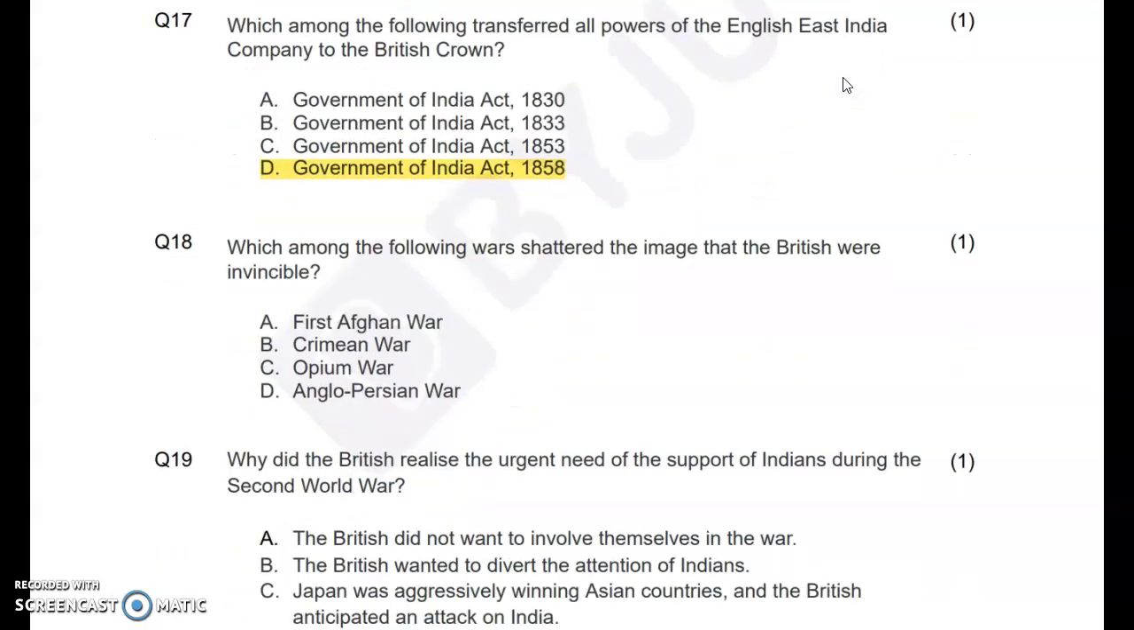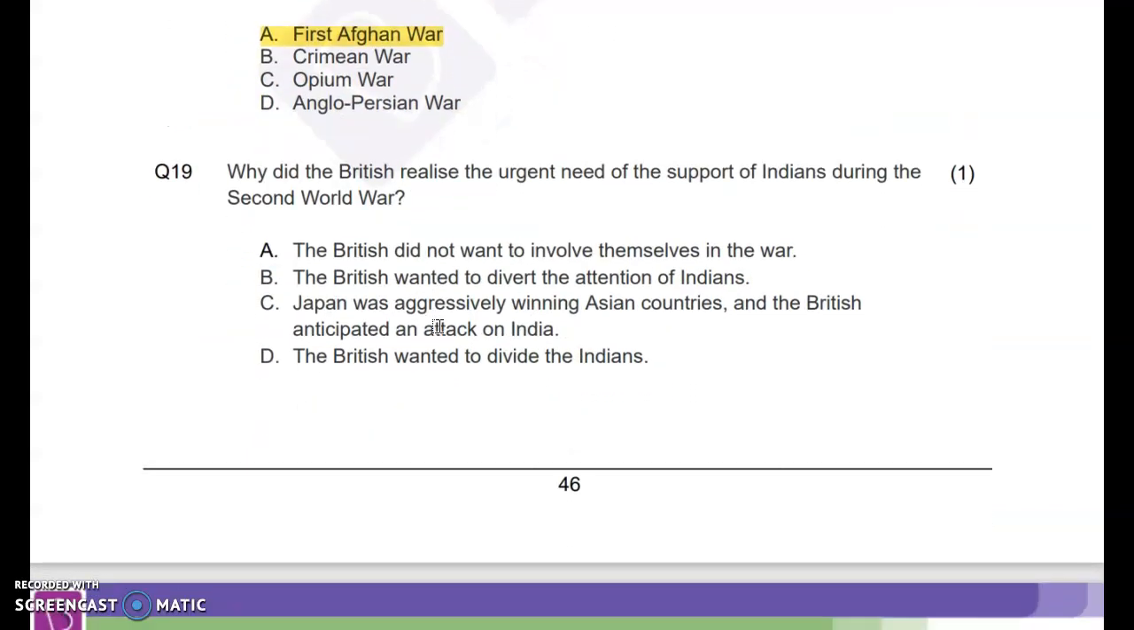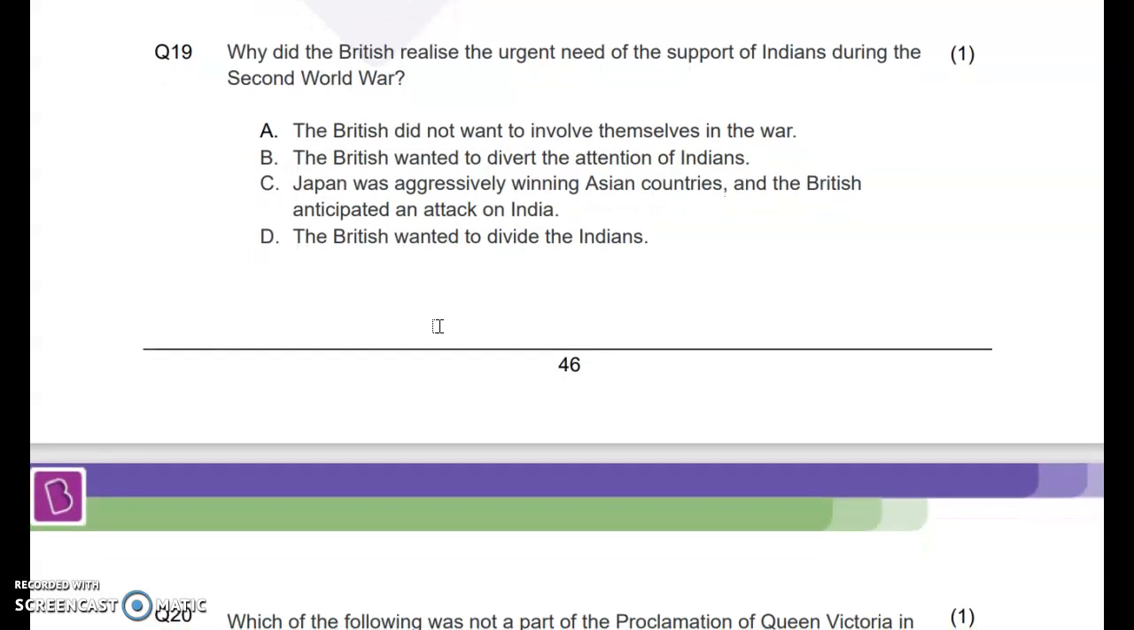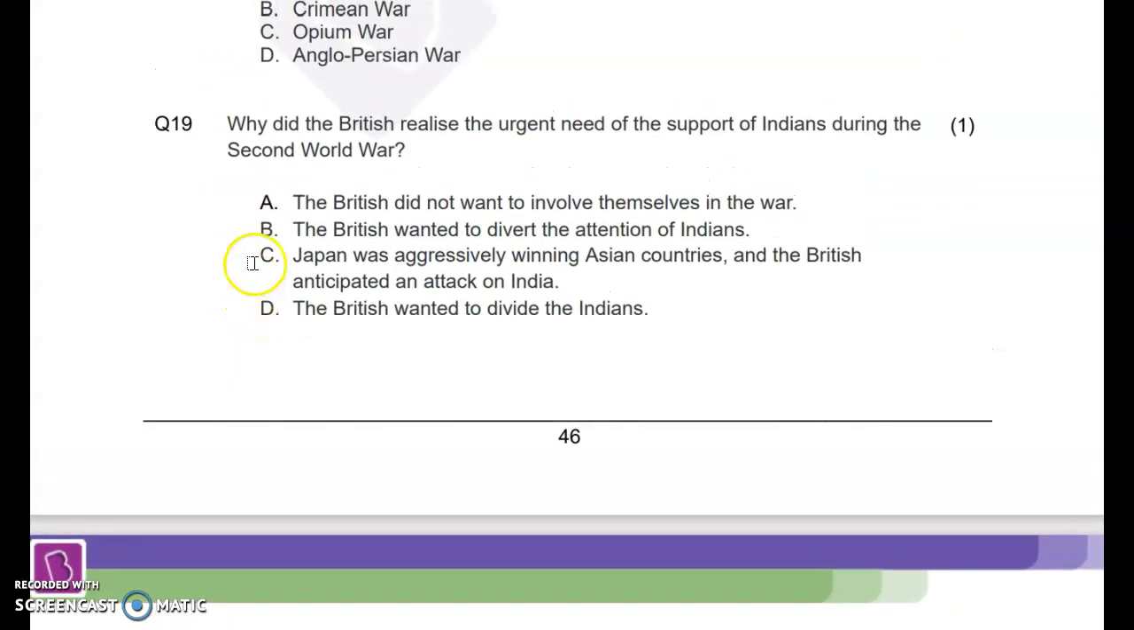Which among the following wars shattered the image that the British were invincible? Answer is A. First Afghan War. If you want to know about this in detail, you may search in Google or you may refer. Why did the British realize the urgent need of the support of Indians during the Second World War? You have these options. Answer is C.